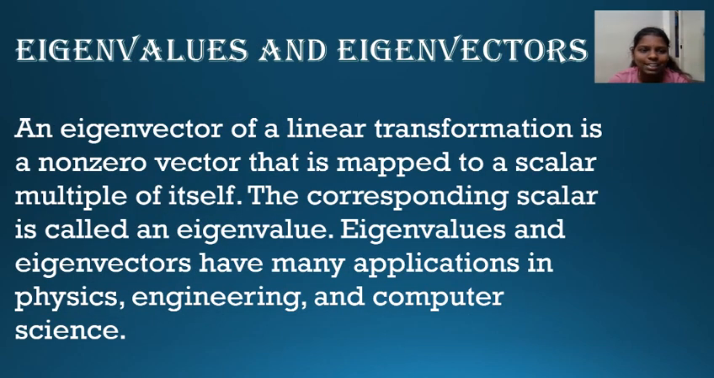Now let us know about eigenvalues and eigenvectors. An eigenvector of a linear transformation is a non-zero vector that is mapped to a scalar multiple of itself. The corresponding scalar is called an eigenvalue. Eigenvalues and eigenvectors have many applications in physics, engineering, and computer science.